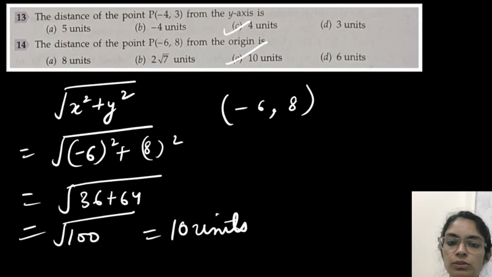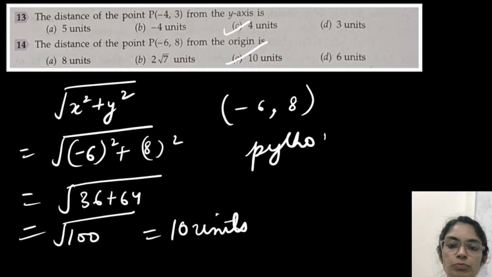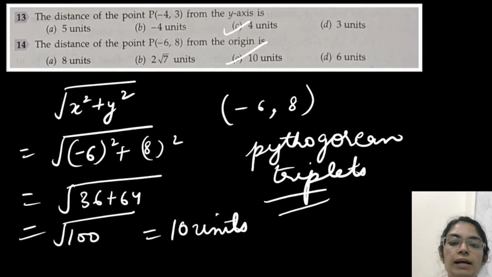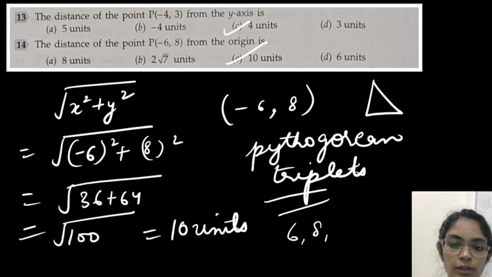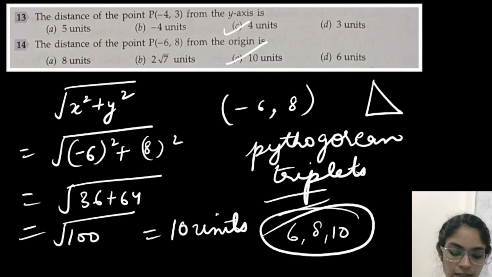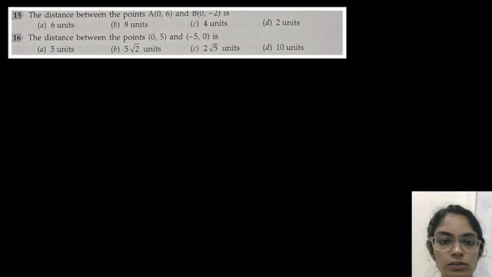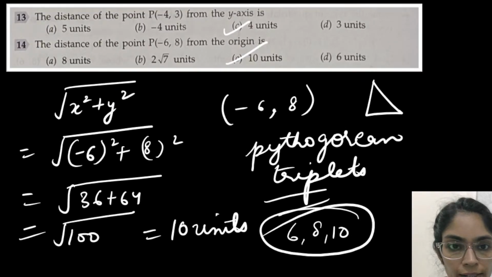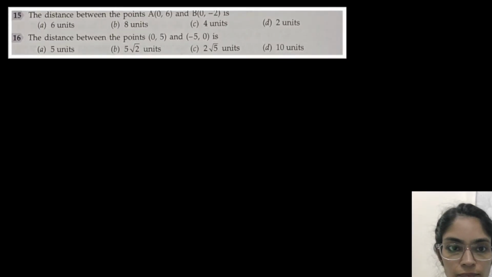And you can also remember one hint I am telling you: whenever you are finding distance from the origin, you can still use the concept of Pythagorean triplets, because it will always form a right-angled triangle. So 6, 8, 10, you know it, these are Pythagorean triplets. So directly also you can do this question. Now let's do the next question. So here 13th and 14th both I did. So the 15th question.